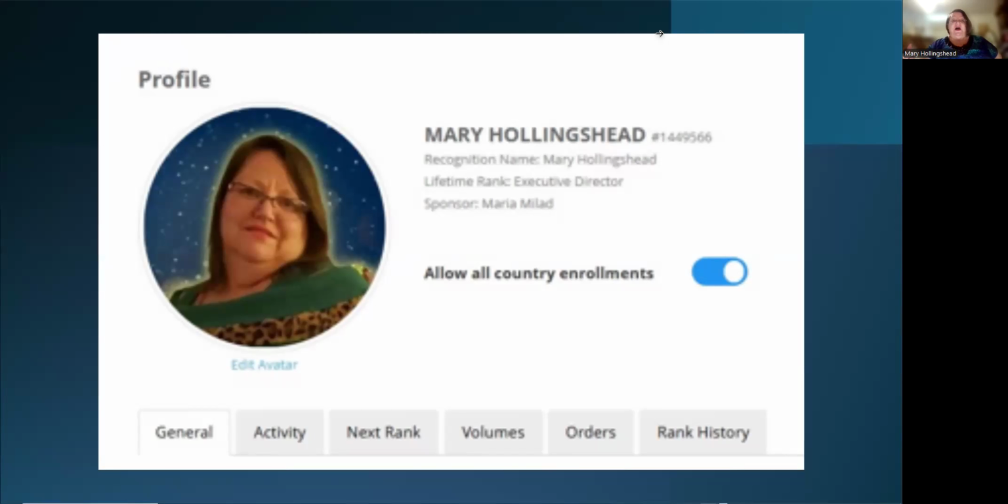You can find your profile by the home screen, and you see that little blue arrow next to your picture. You click on the arrow, and then this will pop up. So you can see, for me, it shares my name, and it also shares what my lifetime rank is, which is currently executive director. And you can also see that Maria sponsored me. And down at the bottom, it has the activity and also your next rank, which is what this whole presentation is going to be about, understanding your next rank.